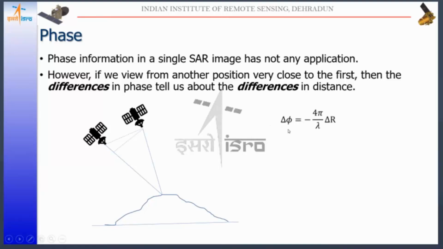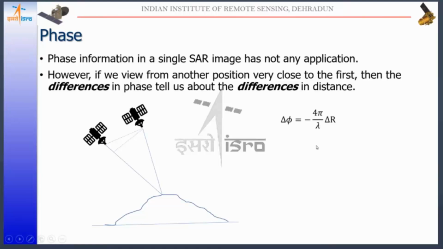Then the formula is given by delta phi equals minus 4 pi by lambda into delta r. Delta r is given by r1 minus r2, where this is the first slant range and this is the second slant range. The difference between the two slant ranges is delta r. Then we know the basic formula is phi equals 4 pi by lambda into the path difference. So this is the path difference, and its value is delta r.